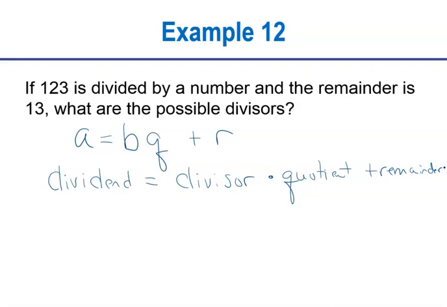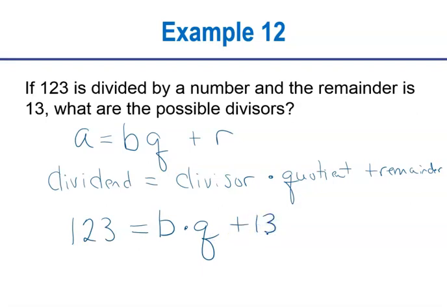If 123 is divided by a number and the remainder is 13, what are the possible divisors? So if you set this up in your division algorithm, 123 is your dividend. That is the value you're trying to divide up into subsets. Equals. Now notice, they want to know the possible divisors, so we don't know B. Okay? Do we know the quotient? I'm afraid we don't, right? So we don't know Q either. Is that okay? We're just going to keep going with it. We do know the remainder R, so plus 13.